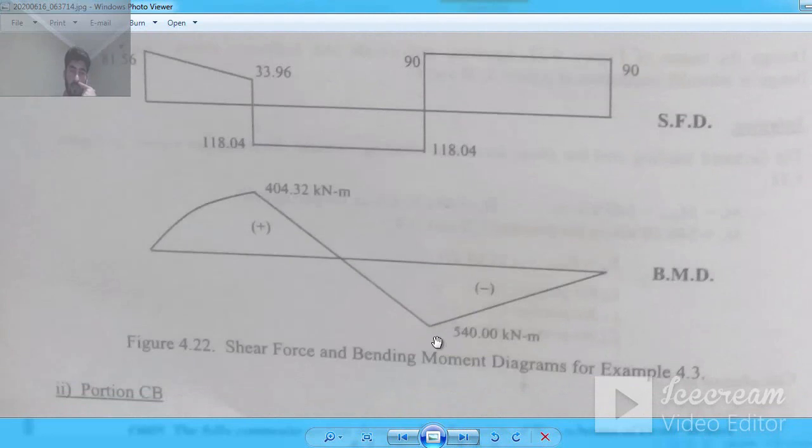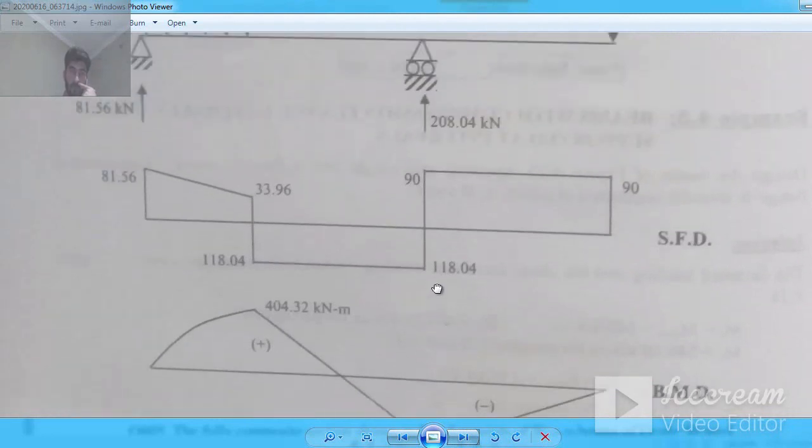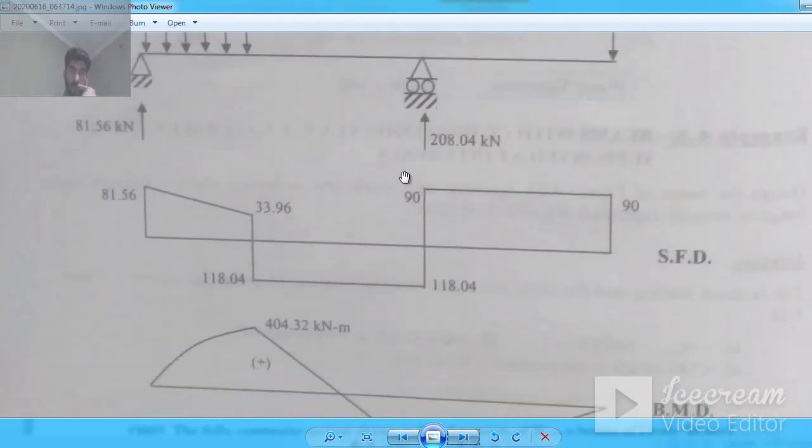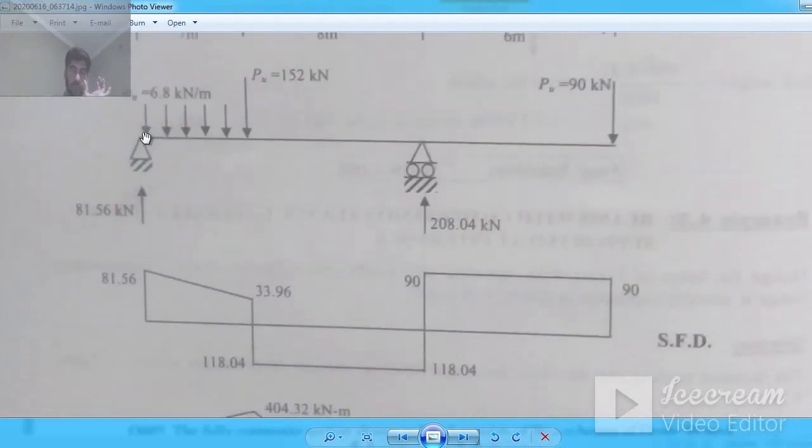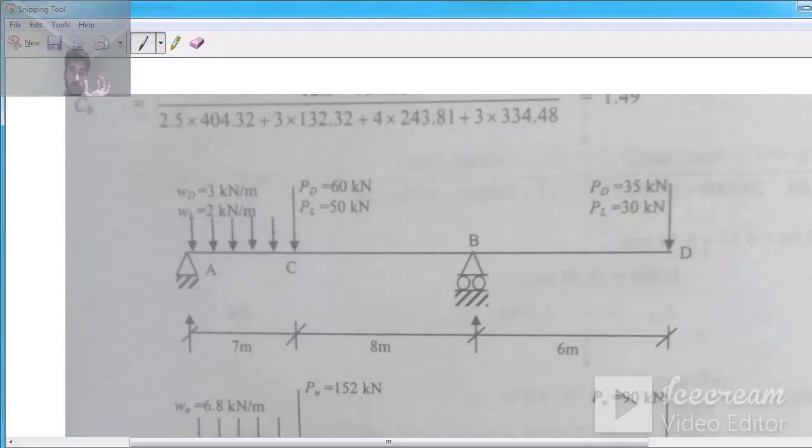Clear? Maximum moment. One thing you must keep clear: when we calculate CB and we are considering this portion AC, remember we have to consider the maximum moment, that is 404, for both this span and this span. Clear?